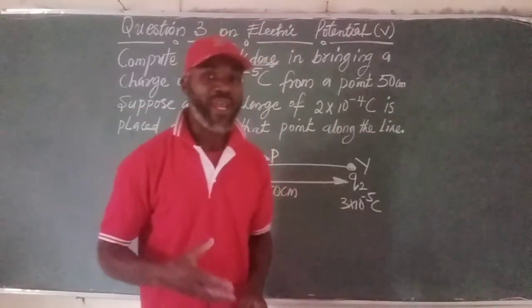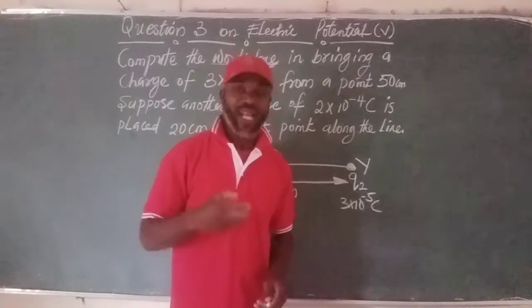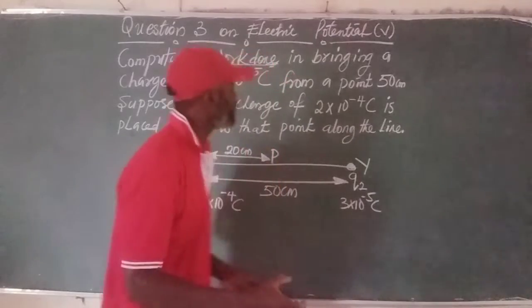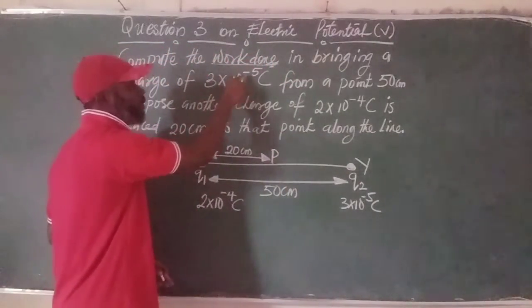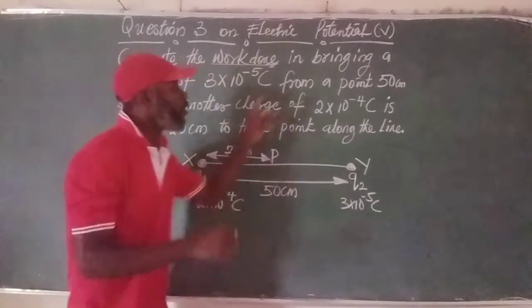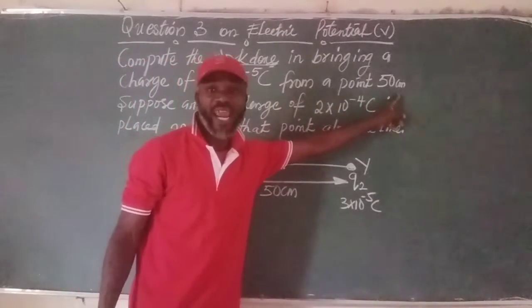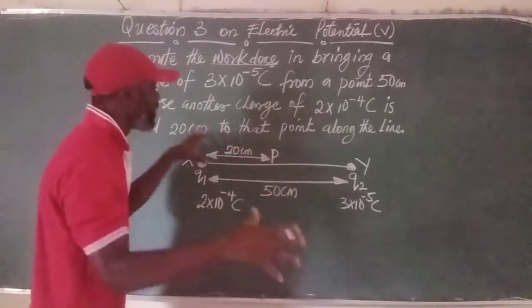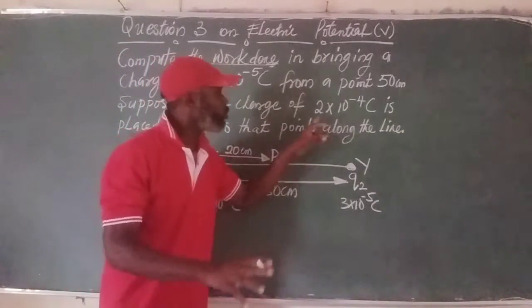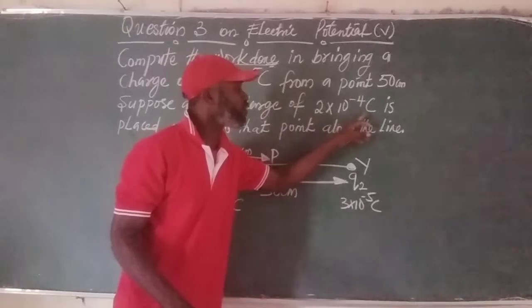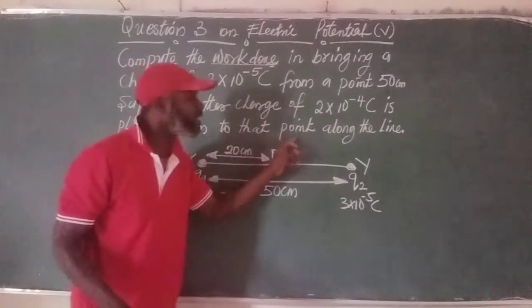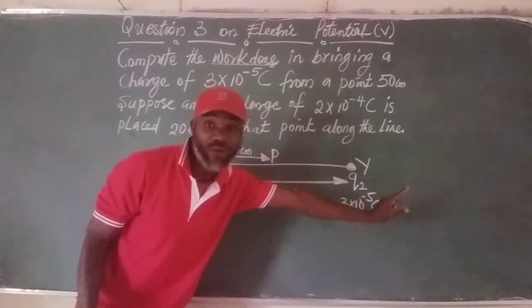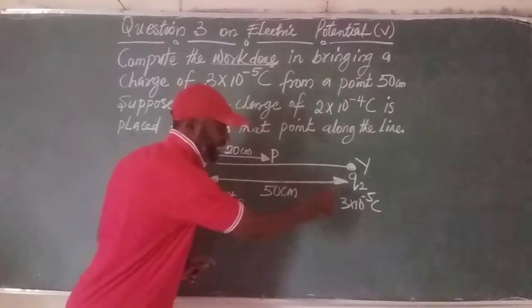In this question, we are asked to calculate the work done in bringing a charge of 3 times 10 raised to the power minus 5 coulomb from a point 50 cm. Suppose another charge of 2 times 10 raised to the power minus 4 coulomb is placed 20 cm to that point along the electric line of force. That's what we're seeing here.